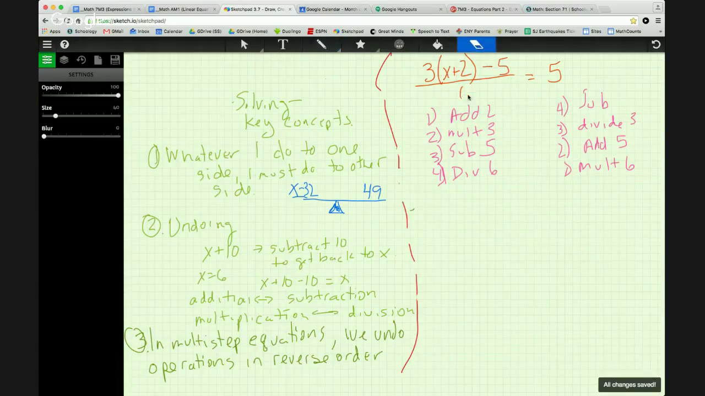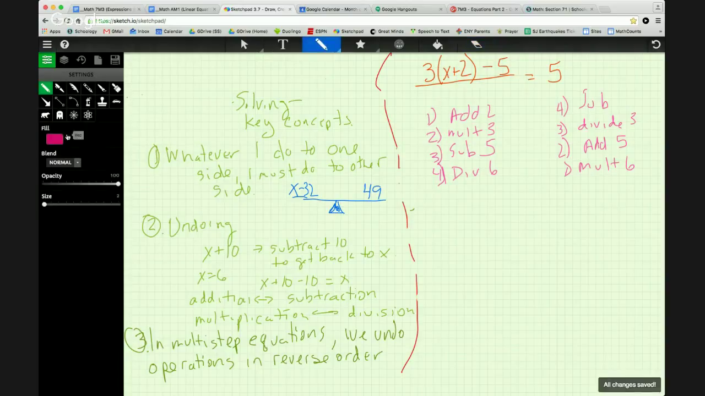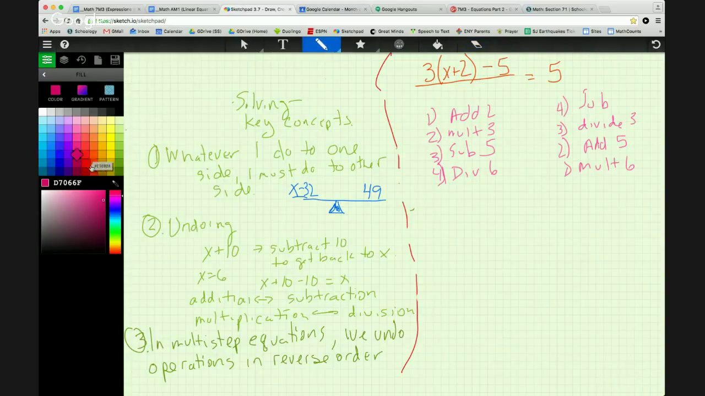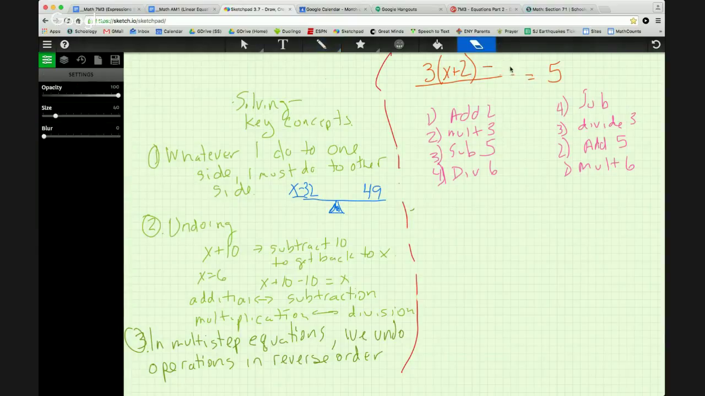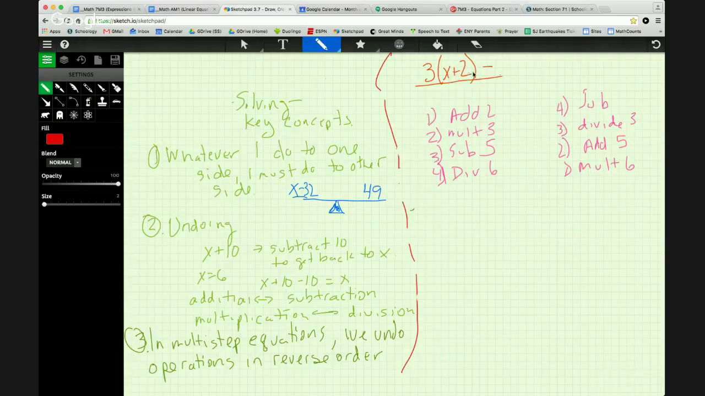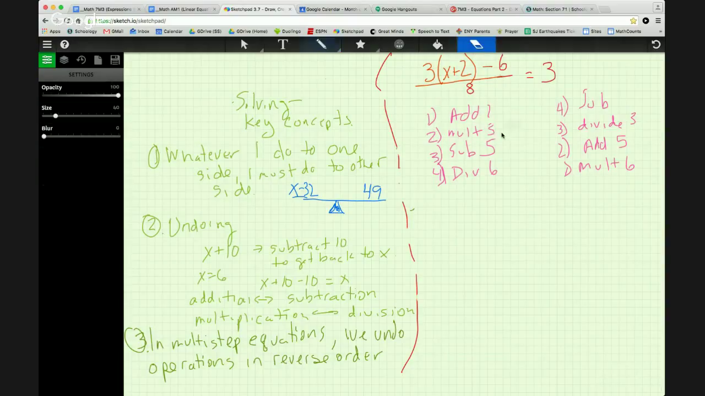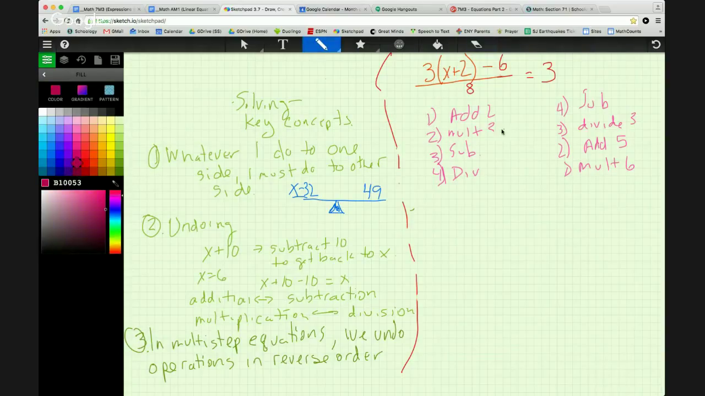Okay, sorry about that. I don't want to blow off the whole video though. So we're going to go back, and you know what? I'm going to even give a better one. We're going to say minus 6, and then divided by 8 equals 3. So we added 2, then we multiplied by 3, then we subtracted 6, and then we divided by 8.